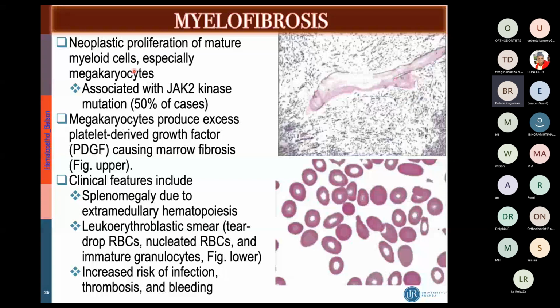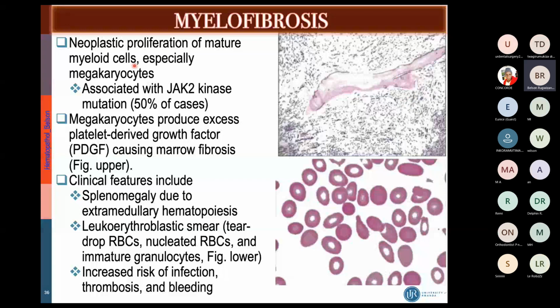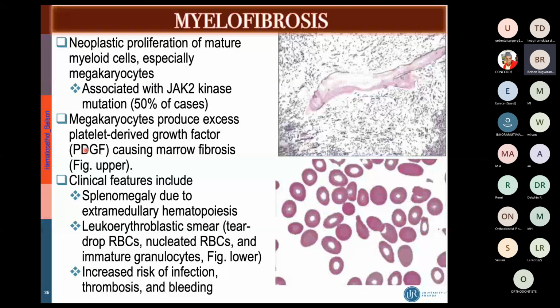So it is a proliferation of mature cells, especially megakaryocytes. So they produce a lot of platelet-derived growth factor that we saw in healing and repair. Mu bituma habaho formation of scar fibrosis. So rero nibyo bituma habona fibrosis muri bone marrow. Then curiously abarwayi baba bameze nk'abafite leukemia.